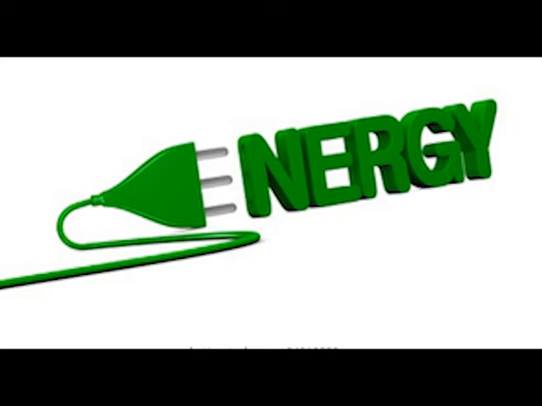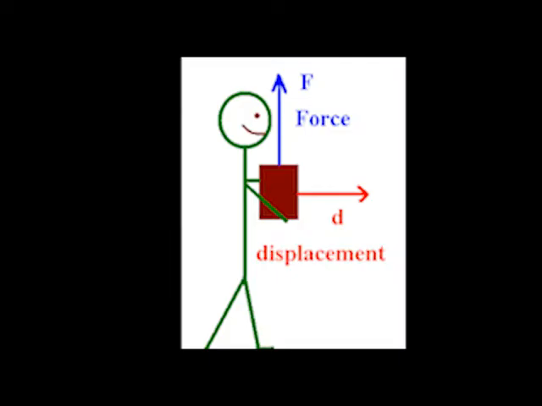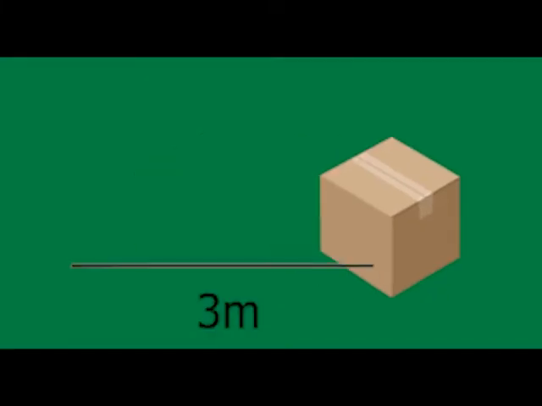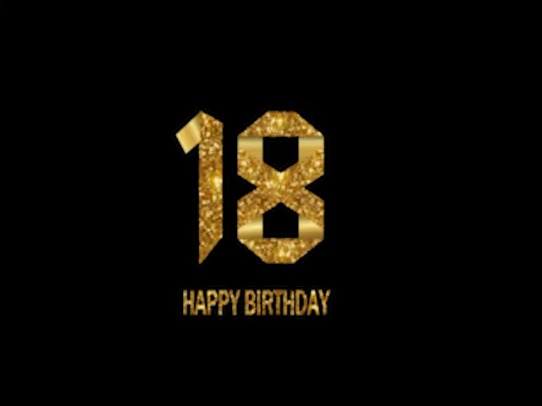Energy is the concept physicists use to describe work being done on an object. Work is the capacity of energy used to move an object over a distance. The equation for this is force times distance. If there were a box that were pushed 3 meters with a force of 6 newtons over a time of 4 seconds, the total work done on the box would be 6 times 3, or 18 joules.